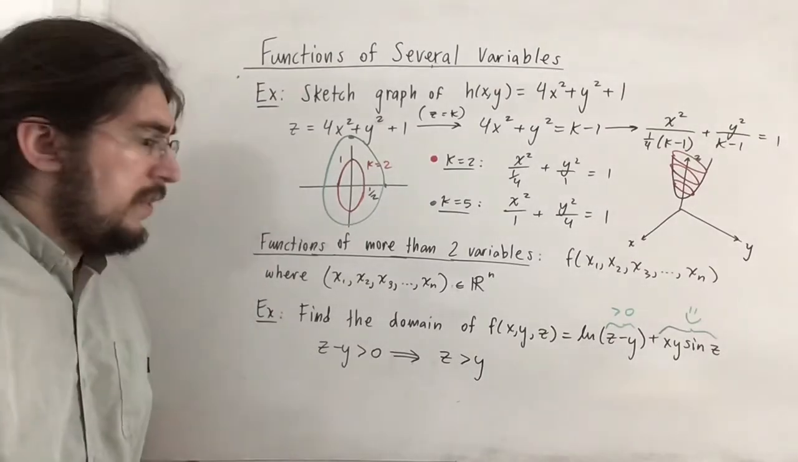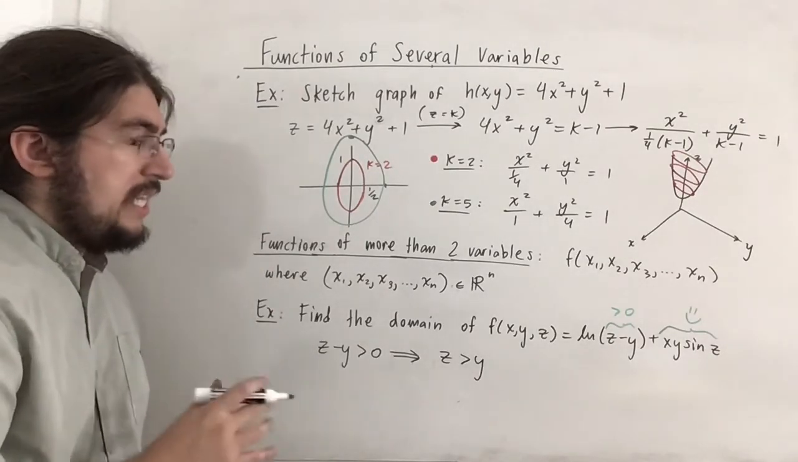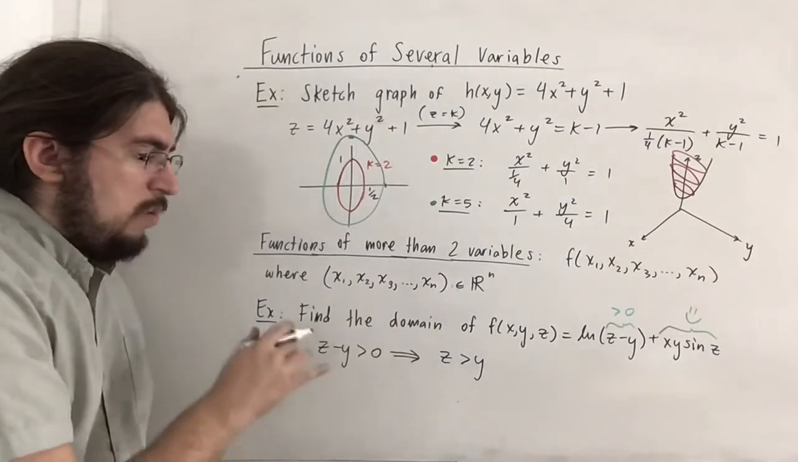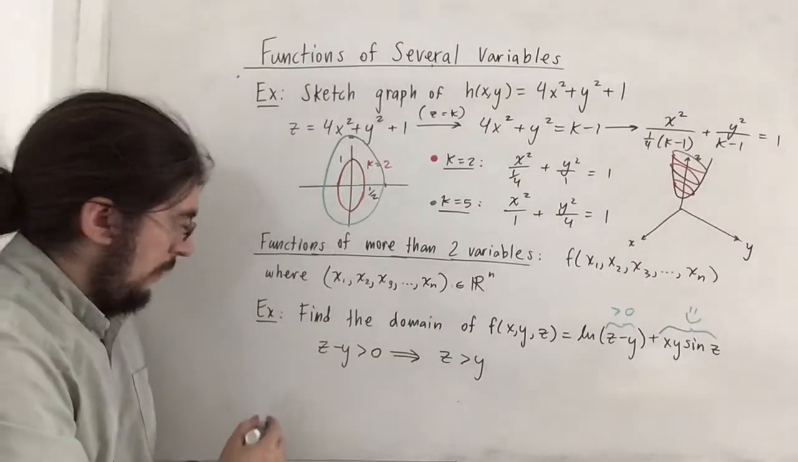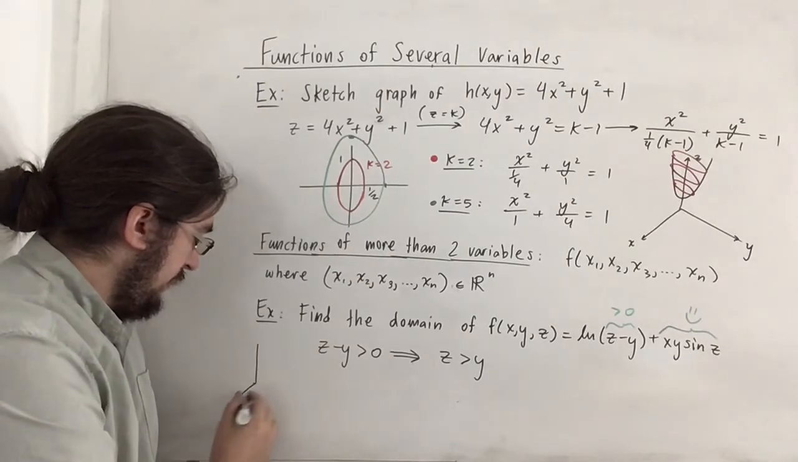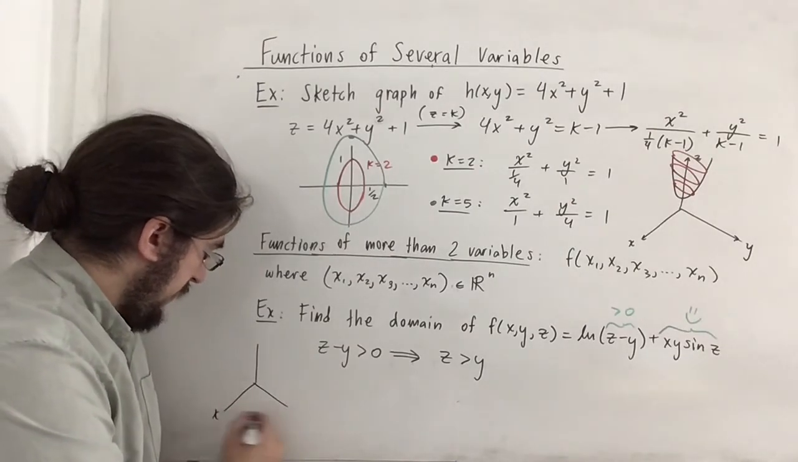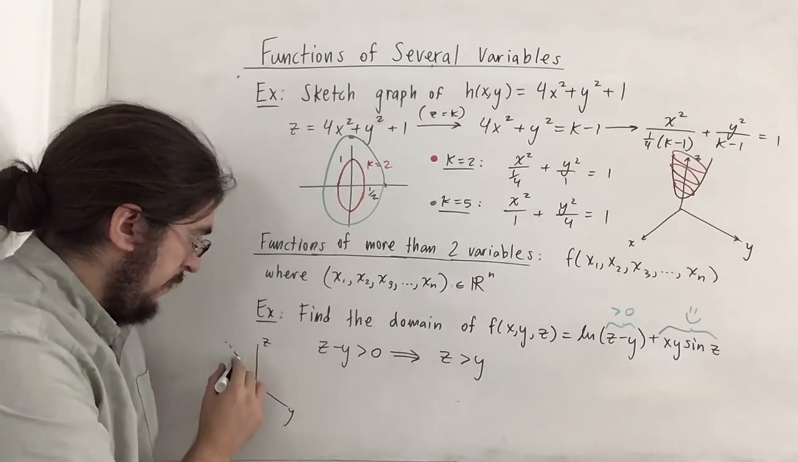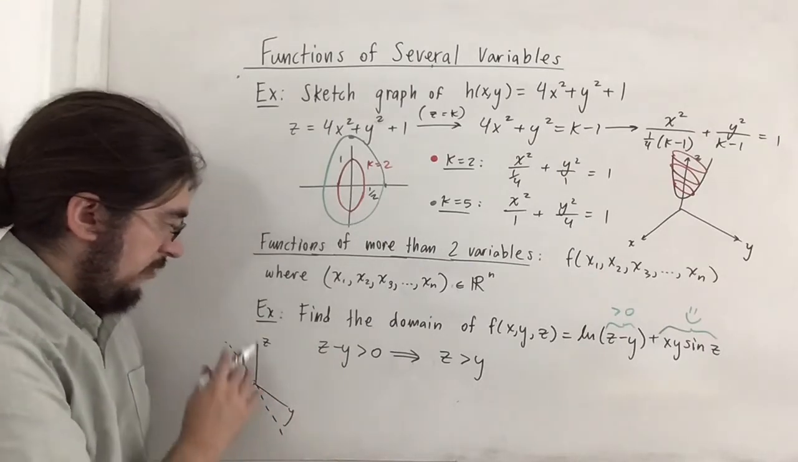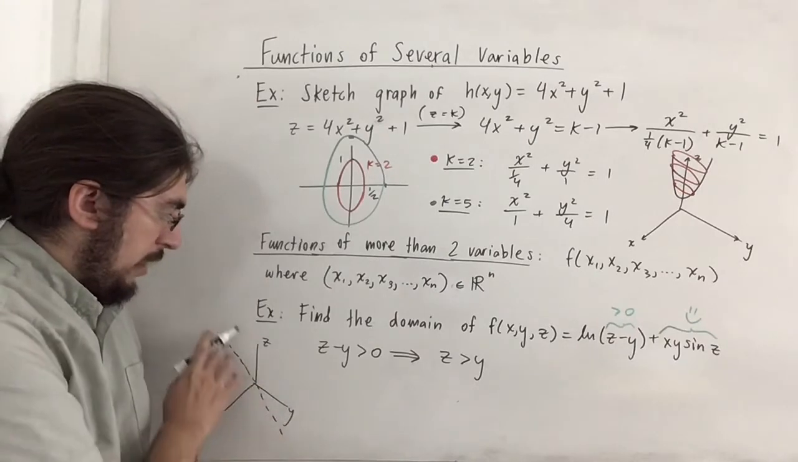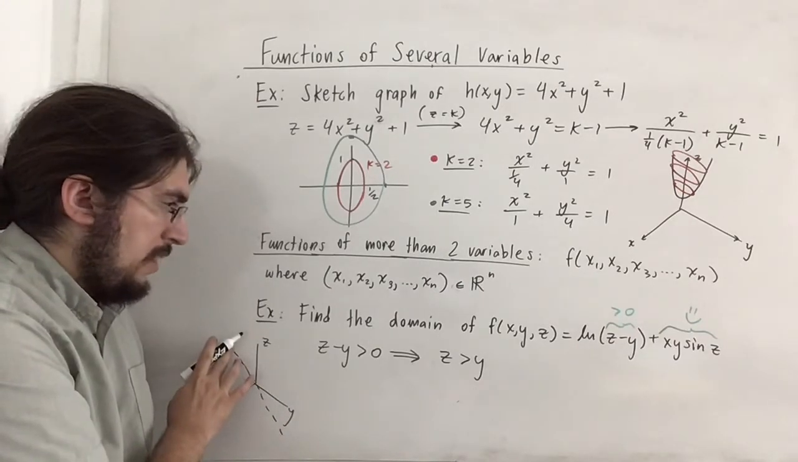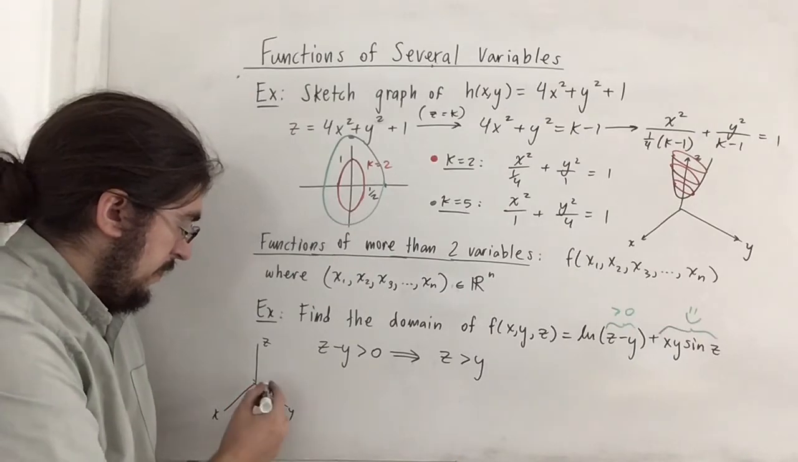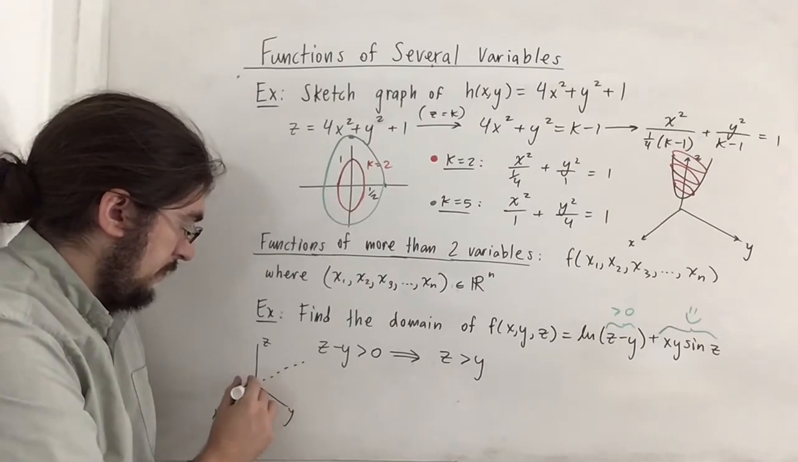If this was an equality, it would be the line z equals y, which is a line on the zy axis. I'm going to try my best to draw this; it's going to look a little weird. On the zy axis, we have this line that goes like this. I think I may have even done that part wrong. Yeah, it's more like this actually.